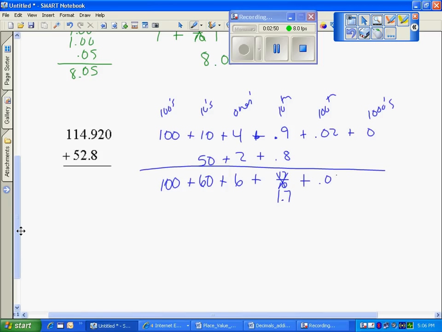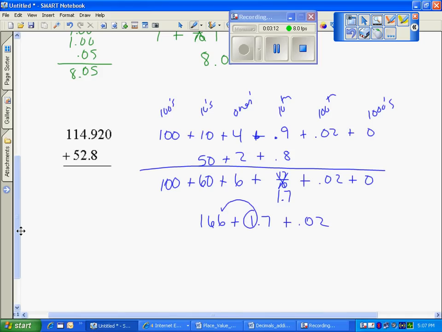We want to say it correctly. We want to use that place value, 1 7/10. Notice I didn't have any thousandths, so I can include that 0 or leave it off. Combining, I get 166 plus 1 7/10 plus 2 100ths.